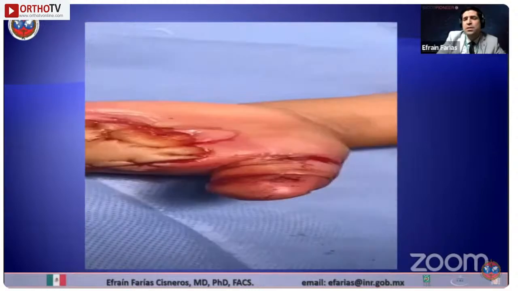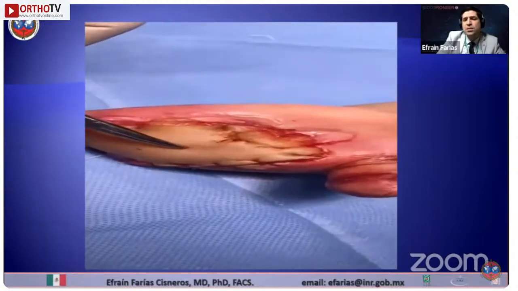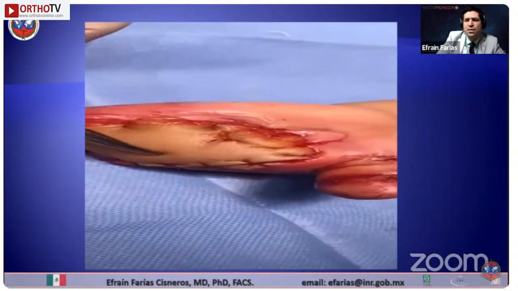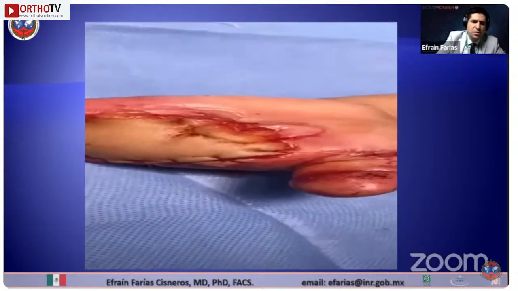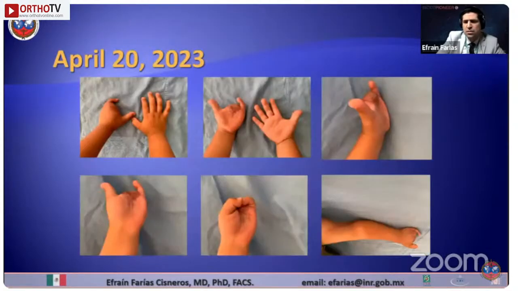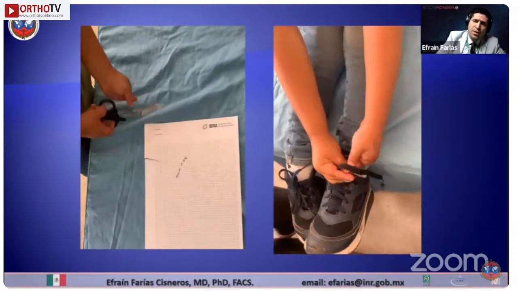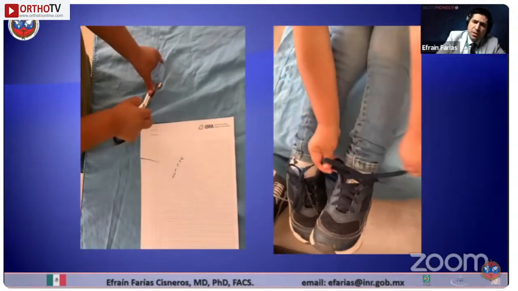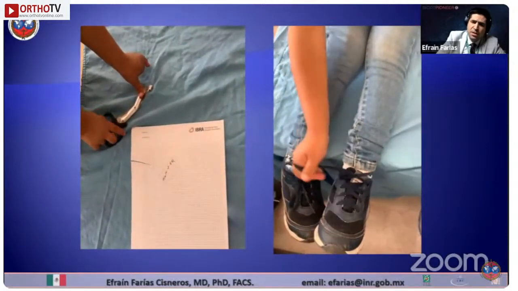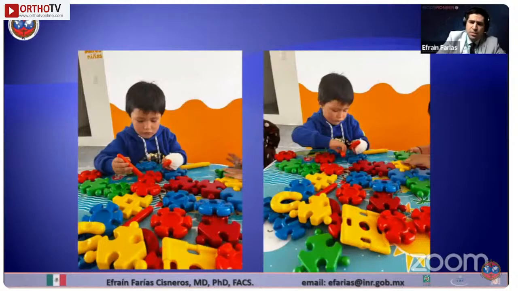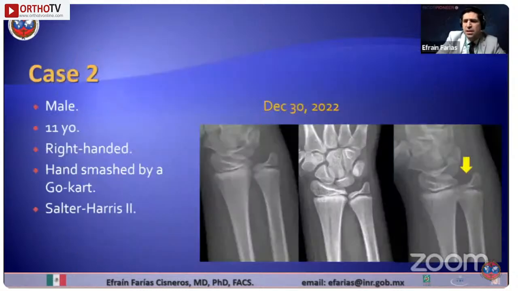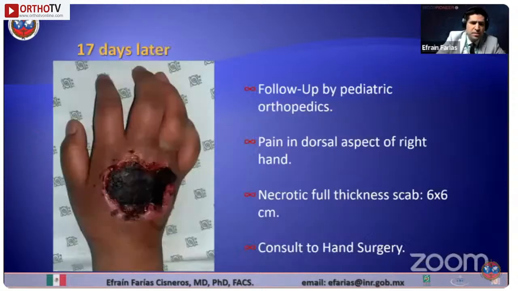As we can see in this intraoperative video, the chance of complications is lesser if a good arteriography is performed, as Dr. Toss told us. Clinical results 3 months later, where a three-year-old patient can use his hand with a basic pinch for his daily activities and manipulate objects with both hands.